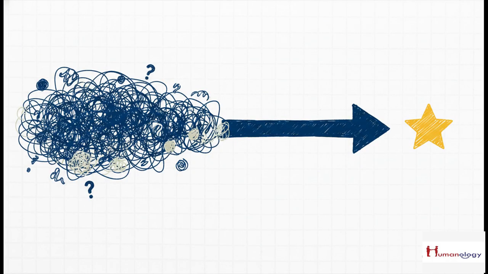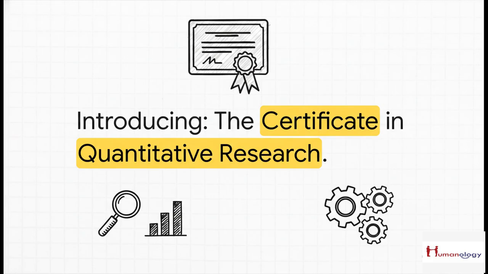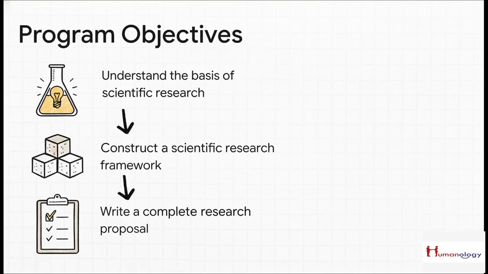But what if I told you there was a clear, step-by-step roadmap, a way to actually navigate this whole process with real confidence? And that's exactly where a structured program comes in. This is it, the Certificate in Quantitative Research. It's designed to be that guide. So what do you actually get out of this? Well, it really boils down to three huge things.